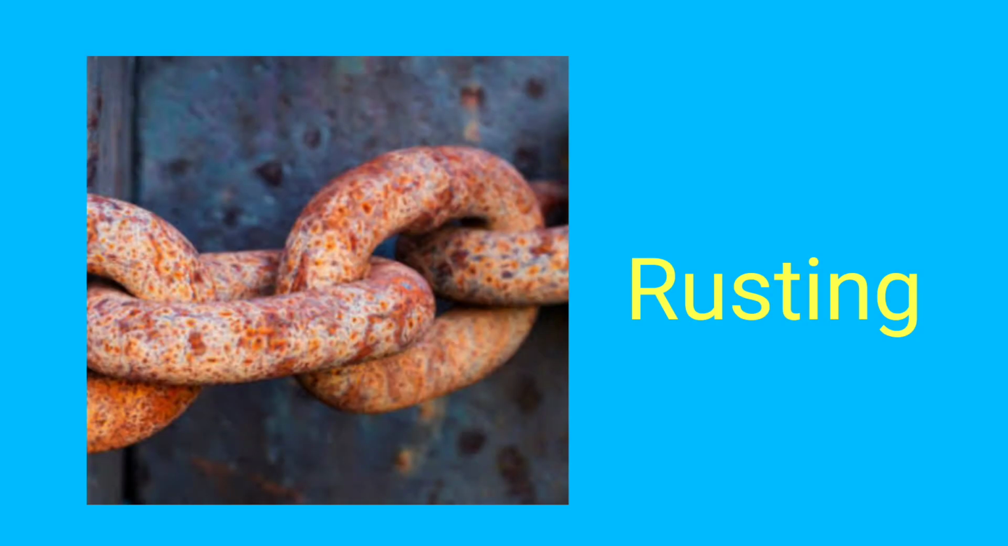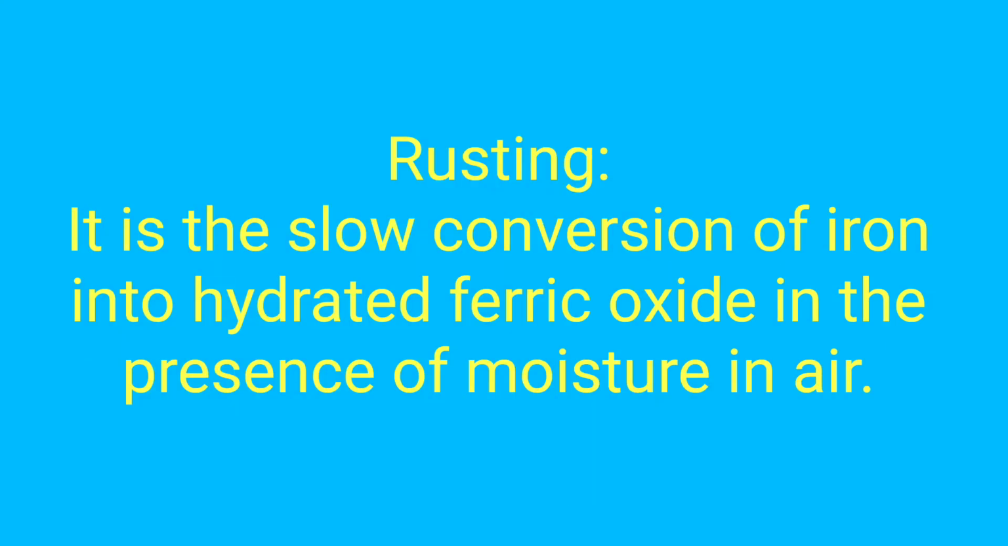When corrosion takes place in iron, then we use a special term which is called rusting. It is the slow conversion of iron into hydrated ferric oxide in the presence of moisture and air. That process is called rusting. And what is that rust?